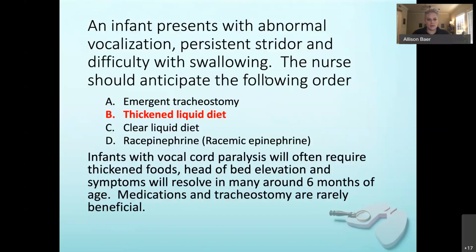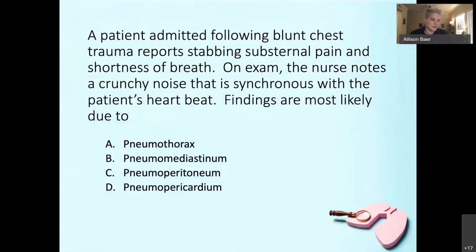So an infant with vocal cord paralysis is going to need thickened liquids. Usually they grow out of it. Symptoms resolve around 6 months. You don't usually need medications and tracheostomy, but it was hard to get that that's what they were getting at, I think. So sorry to trip you up, but I did the same.